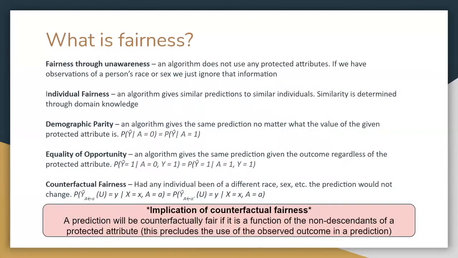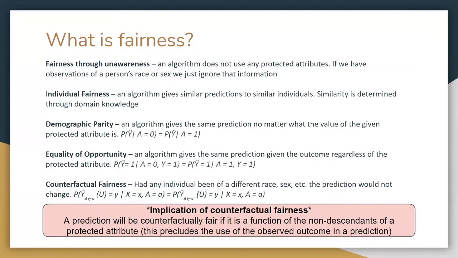Next slide, please. To understand how we evaluate fairness, we must define what it means. Below are definitions presented by the authors. Fairness through unawareness: an algorithm does not use any protected attributes. If we have observations of a person's race or sex, we just ignore that information. Individual fairness: an algorithm gives similar predictions to similar individuals. Demographic parity: an algorithm gives the same prediction no matter what the value of a given predictor is. Equality of opportunity: algorithms give the same prediction given the outcome regardless of the protected attributes.